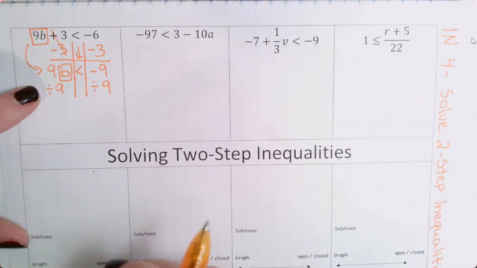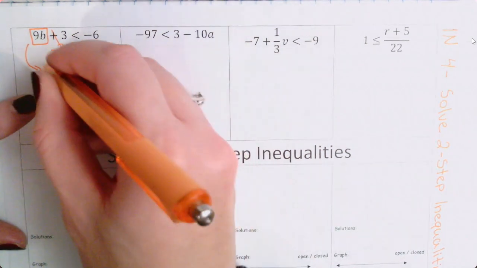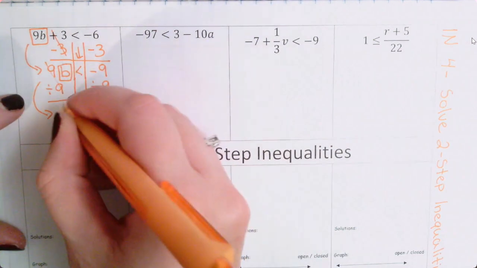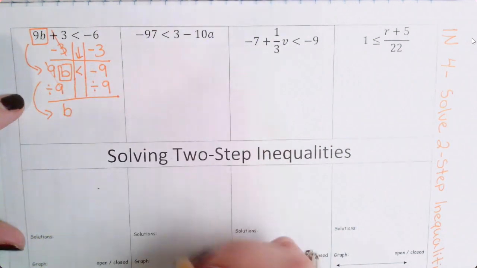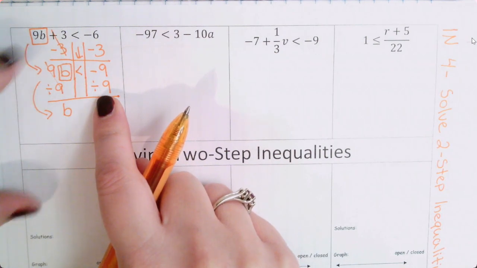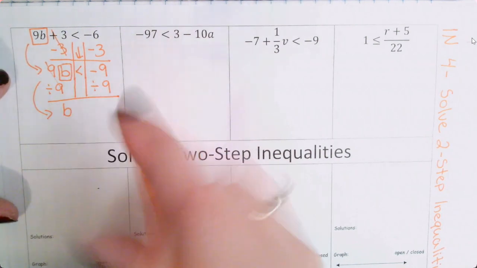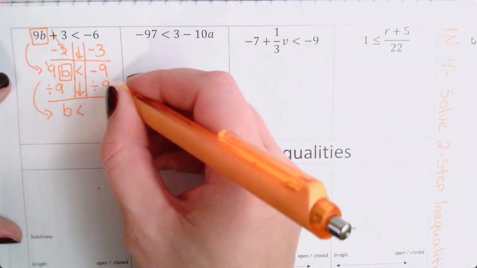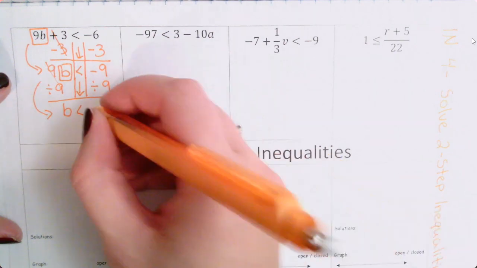This will cancel on the left side, which will just leave me with b to carry down. And again, I divided, but it was not by a negative number because I didn't have a negative coefficient to start with. So I can just carry down my inequality sign. And negative 9 divided by a positive 9 would be a negative 1.